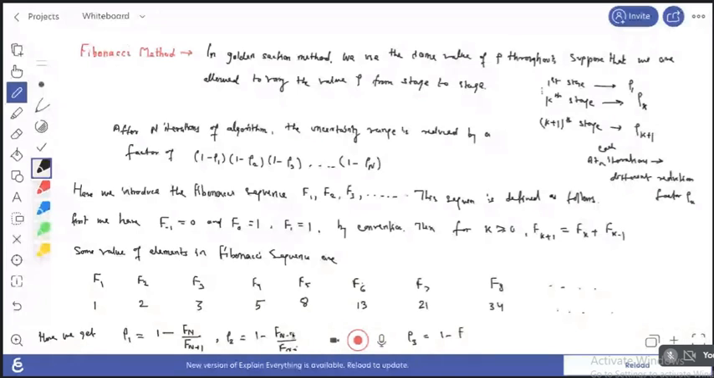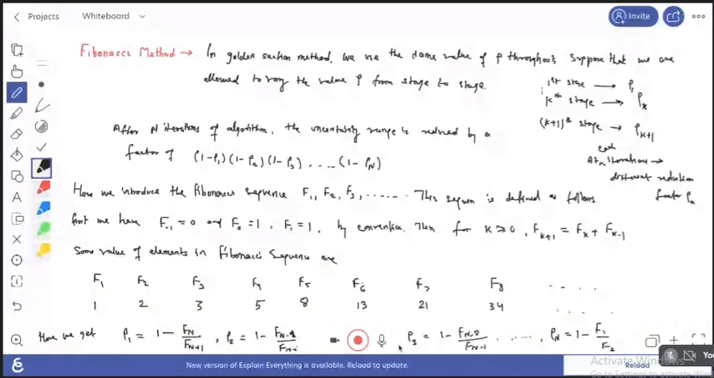N minus 1 over n. This is f n minus 2 over f n minus 1. Similarly, what is the value of rho n in the last stage? This equals 1 minus f1 over f2. So this is the formula for rho 1, rho 2, rho 3 up to rho n.